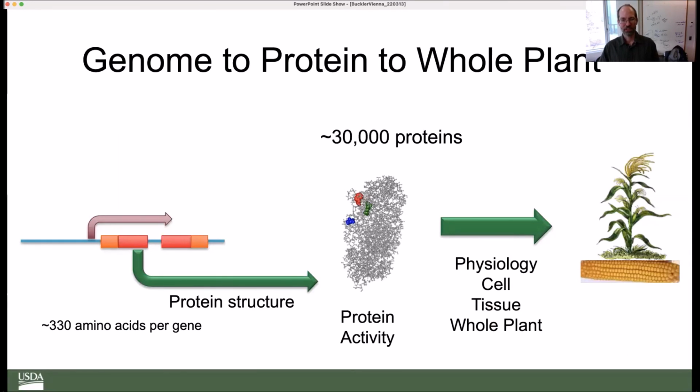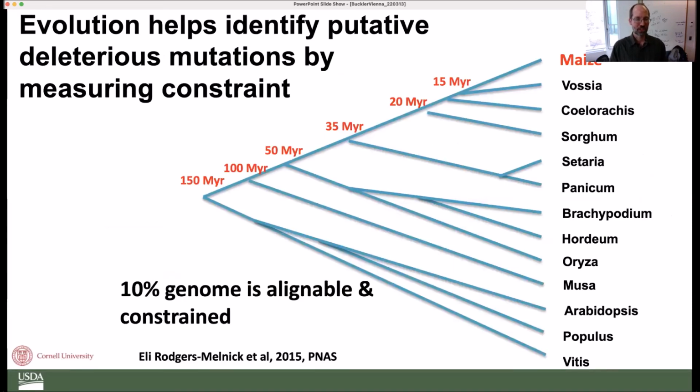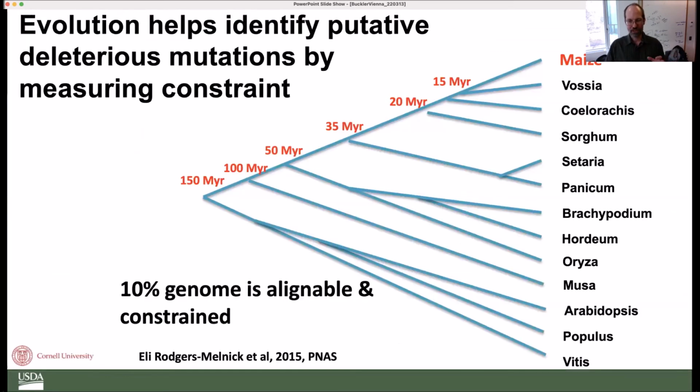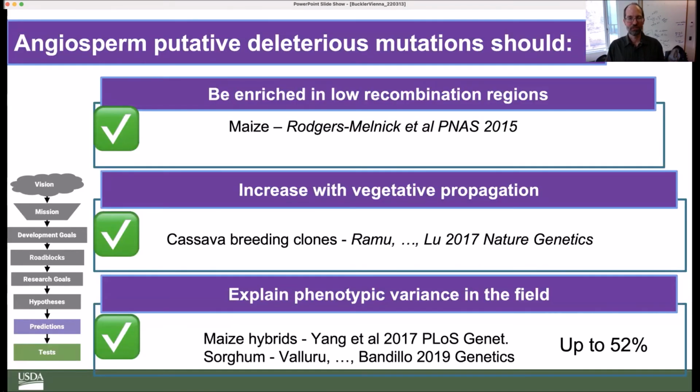So the last area I want to talk about is how we've been working on the protein structure side of things. And this work actually got started before some of that other work, in our case with Eli Rodgers-Melnick, comparing maize to essentially every other angiosperm that was alignable at the time. He saw that about 10% of the genome was alignable and constrained. And if we see segregating variants at some of those really constrained regions of the genome, those should be deleterious mutations, very similar to what people do in human diseases. And we've tested that hypothesis in a number of different studies.